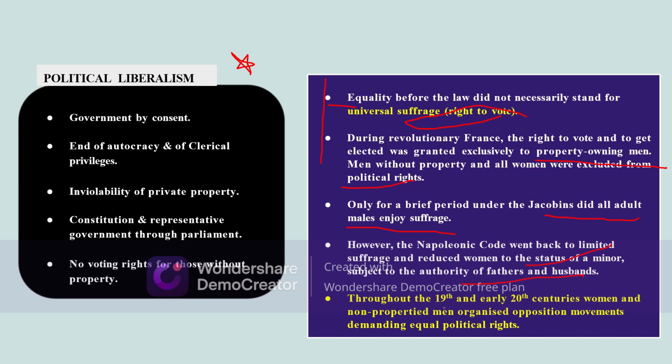Throughout the 19th and early 20th centuries, women and non-property men organized opposition movements demanding equal political rights. So almost up to the early 20th century, neither women nor non-property-owning men got the right to vote. They organized many movements and other revolutionary activities, hoping that they would get those rights, but nothing happened. This is again a solid 3-mark question which has to be taken into consideration.